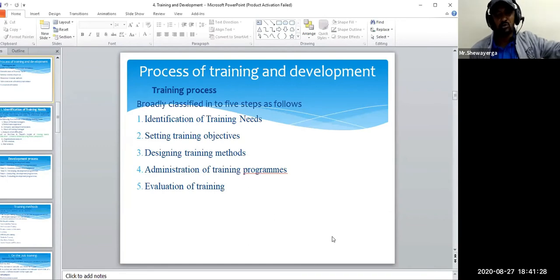If training is needed, what is the goal we want to achieve? For what purpose do we offer such training in this area, in this issue, for this person, to achieve what objectives? That is, set training objectives, which is the second step. The third one is design training method.